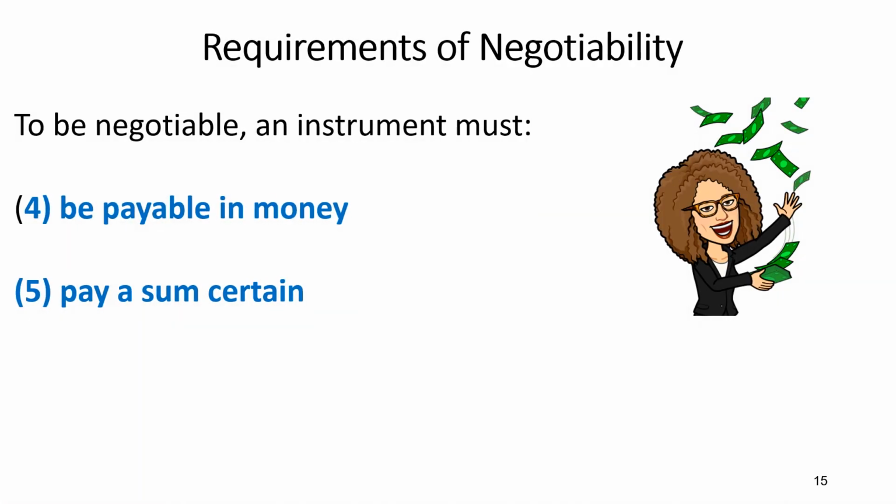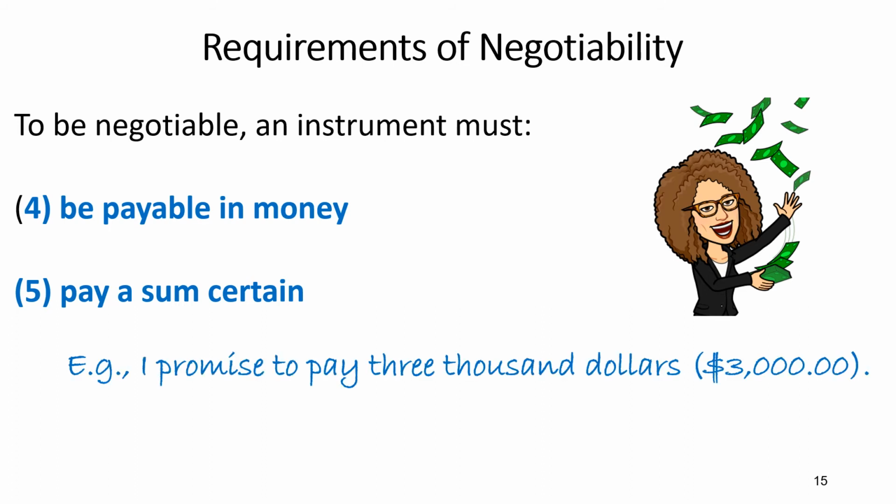The instrument must be payable in money and it must be for a sum certain. For example, I promise to pay $3,000. You've got your unconditional promise, and now it's payable in money, dollars, and it's a sum certain, 3,000. We know how much it is. Now, if it says I promise to pay $3,000 plus interest, but they don't include how much that would actually be with the interest, you still have a sum certain because if we know the interest rate, we can calculate it.